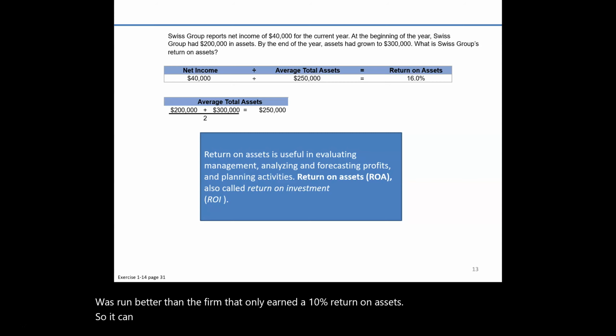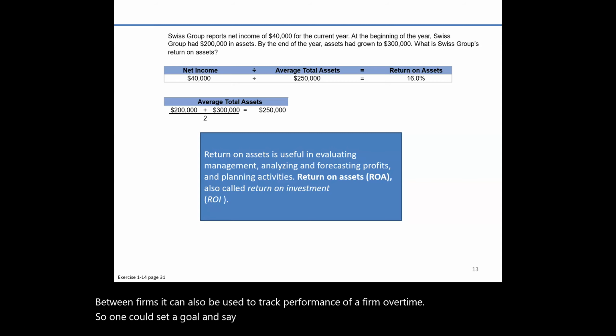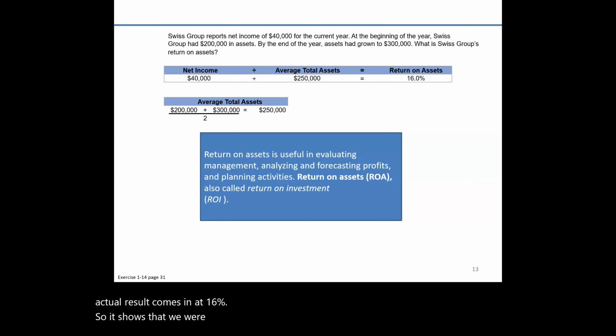So it can be used in a comparative sense between firms. It can also be used to track performance of a firm over time. So one could set a goal and say our goal this year is to make 14% on return on assets. The actual result comes in at 16%. So it shows that we were 2% over our goal. Or we could have set it and said, well, we'd like to earn 20% return on assets. We came in at 16%, and we fell short of our goal by 4%. Again, it's subjective. Management and the marketplace are the ones that set the expectations. So what are the goals?